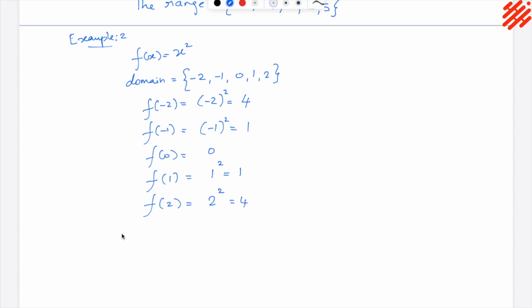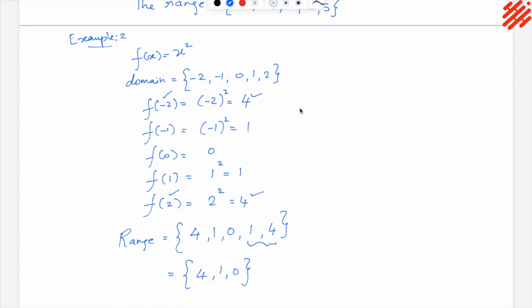So we have the range equals 4, 1, 0 and again 1, 4. Actually we should not represent the repeated terms because the range is represented as a set. So ignoring the repeated terms, we have 4, 1, 0. If you see here, the domain value -2 produces the codomain 4. Similarly, the domain value 2 also produces the codomain 4.